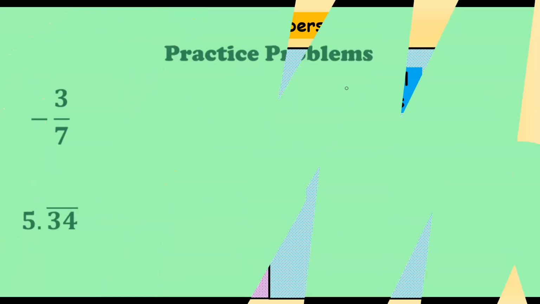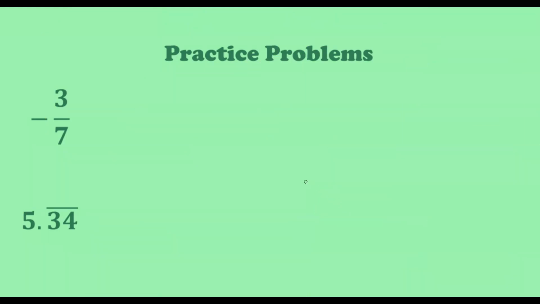Now let us consider a few practice problems. Let us try to classify all of the given numbers. Now consider this first real number, -3/7. Now this is written as a fraction. We can consider it to be -3 divided by 7. So that means we can write it as a quotient of integers, and so this is a rational number.